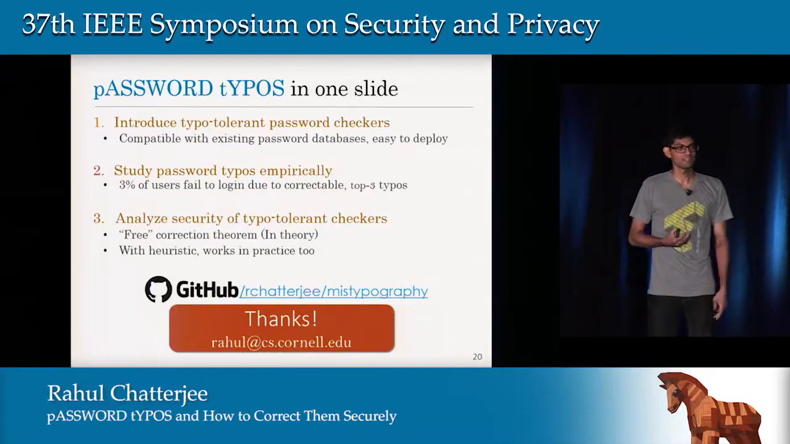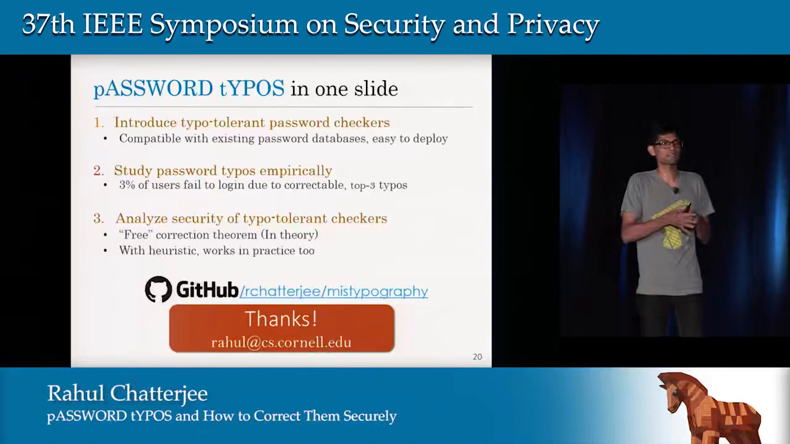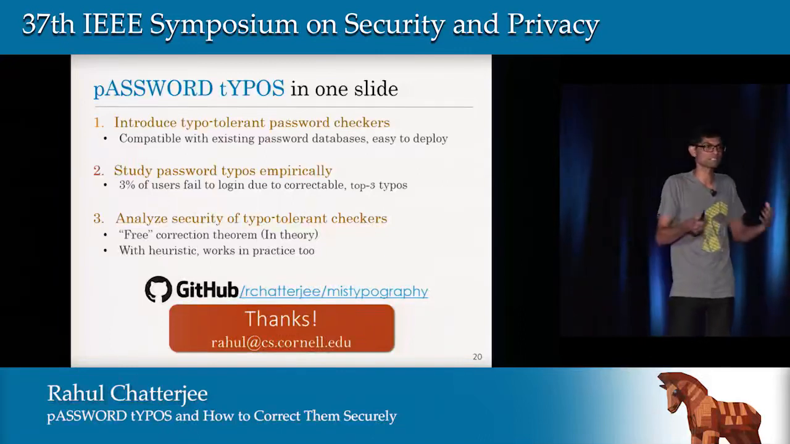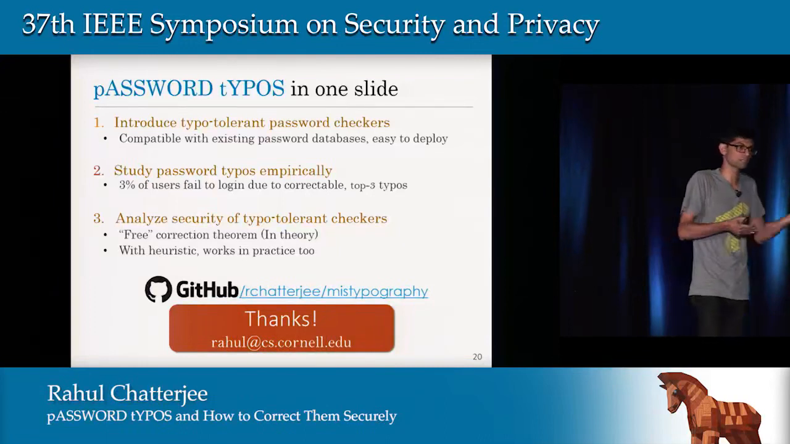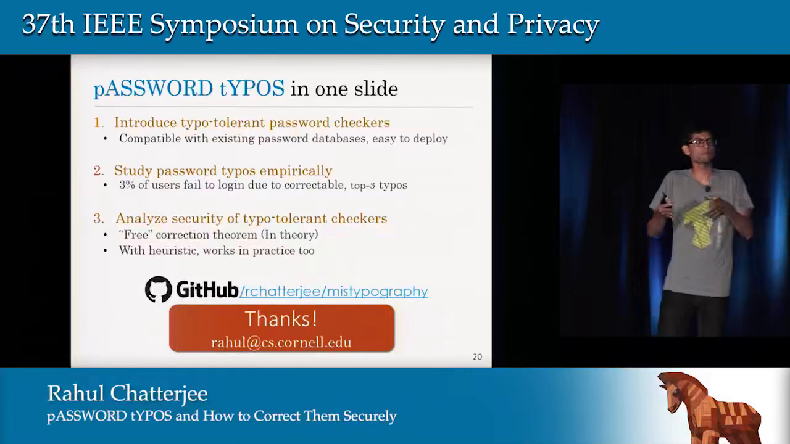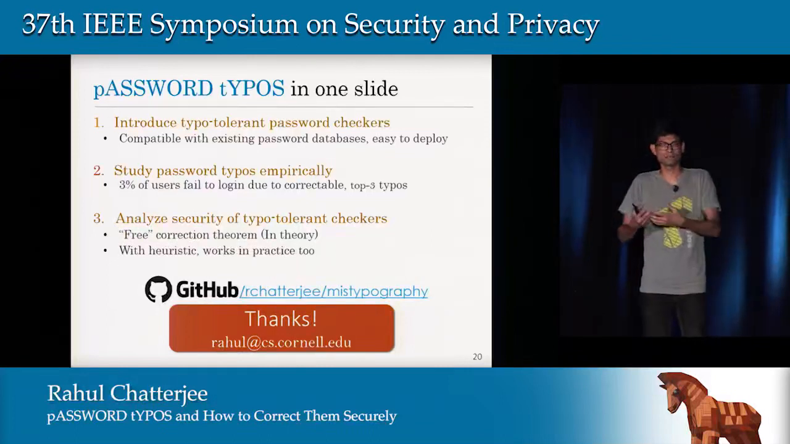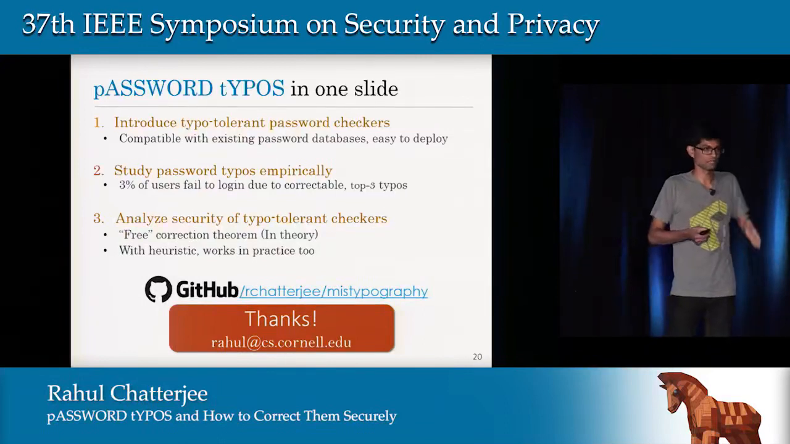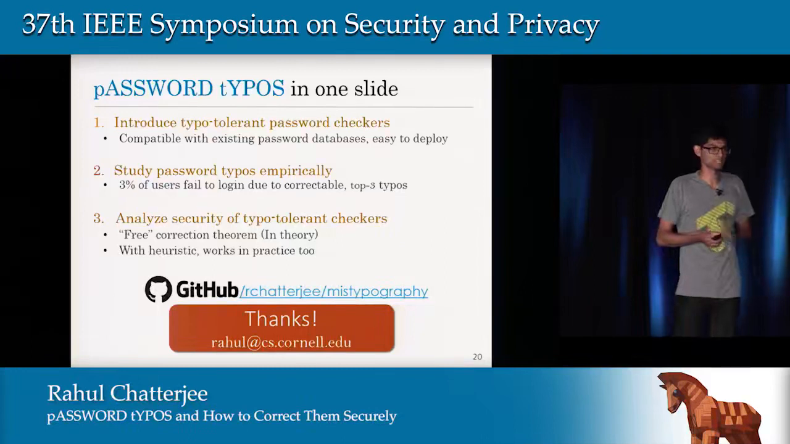What was the result? Basically, we instrumented Dropbox. There you see a 3% increase: 3% of people could not log in because of this. If you correct these typos, they will be able to log in. So the argument is that correcting typos will improve usability even if you don't correct the weak passwords. You see what I mean?